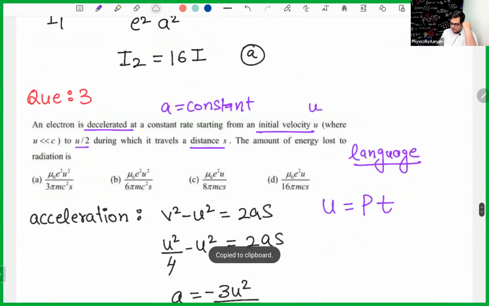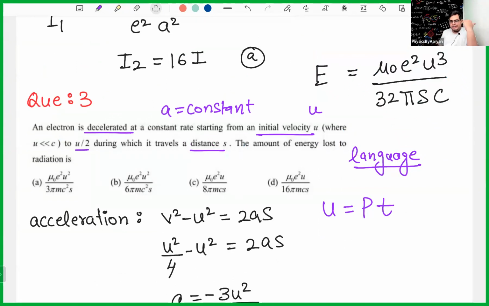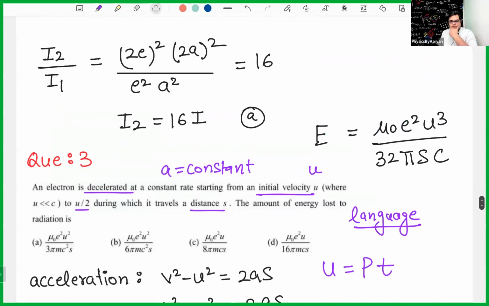Let me copy it and paste it here, and let me show you this. Now, do you see any option matching, or even closer? It's not matching, but we are a little bit closer. The biggest problem that I see is mass. From where is this mass coming? Any guess?